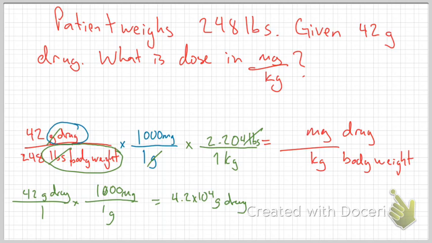How do we do it straight across as one equation? So, I was trying to set it up, but I couldn't. It's just one long equation. We would multiply 42 by 1,000 times 2.204. We would divide that by 248 times 1 times 1. And that would give us the ratio of milligrams to kilogram. What numeric value did you find?